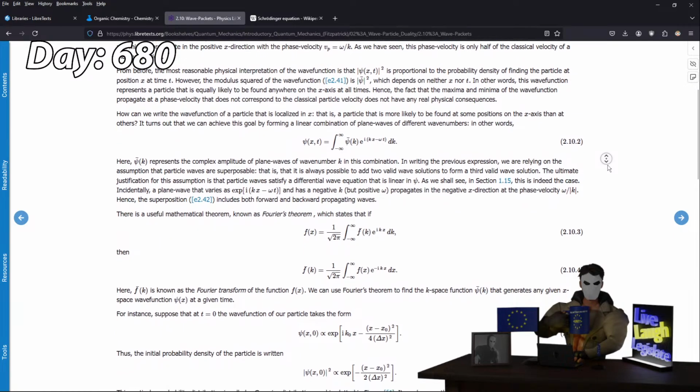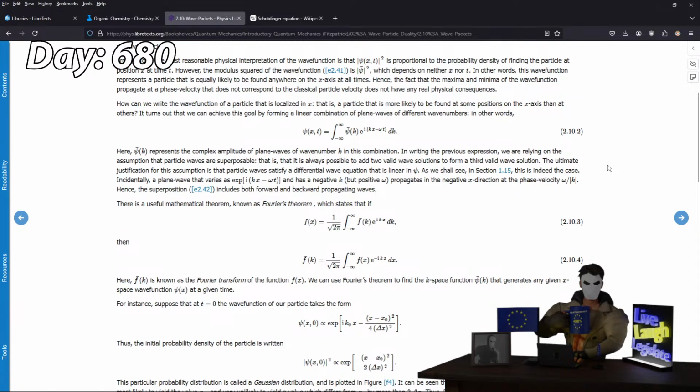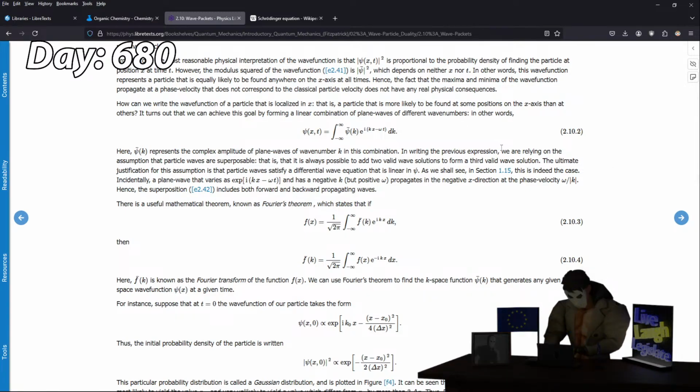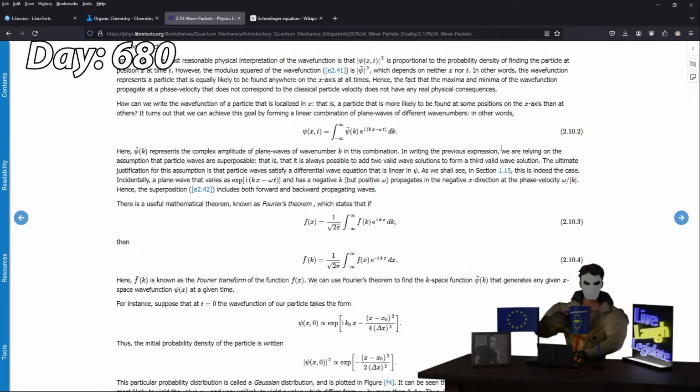How can you write the wave function of a particle that is localized in x, that is, a particle that is more likely to be found at some position on the x-axis rather than others? This makes sense. When we see particles in our universe, we usually don't think of them as existing everywhere equally. We can achieve this goal by forming a linear combination of plane waves of different wave numbers, or in other words, this. Okay, what does this mean? This is psi of k, so the wave number here represents the complex amplitude of plane waves of wave number k in this combination.